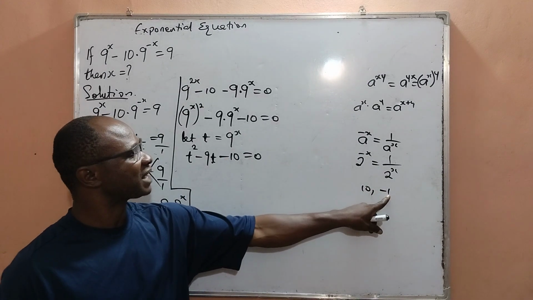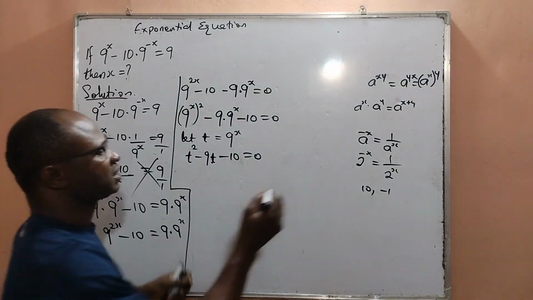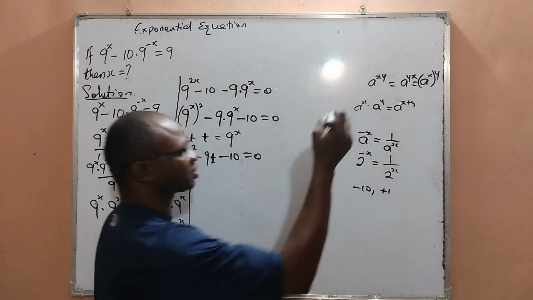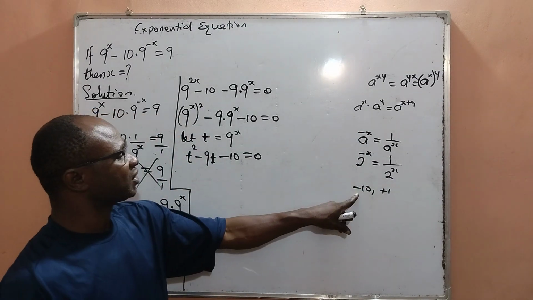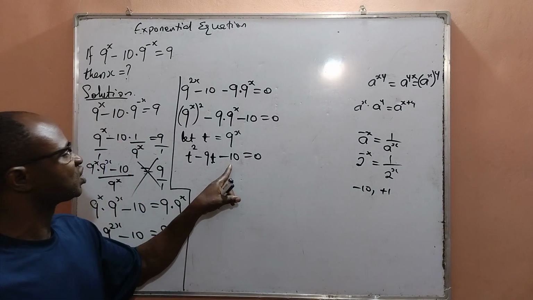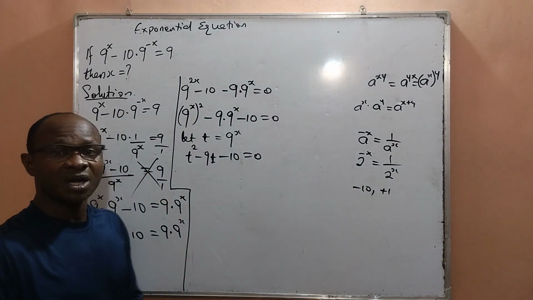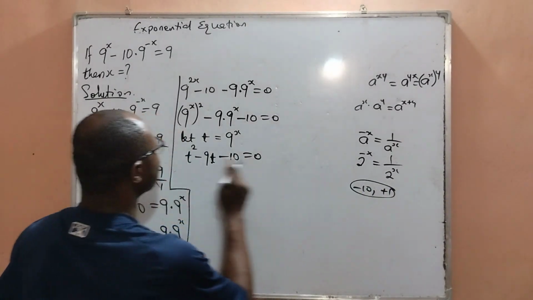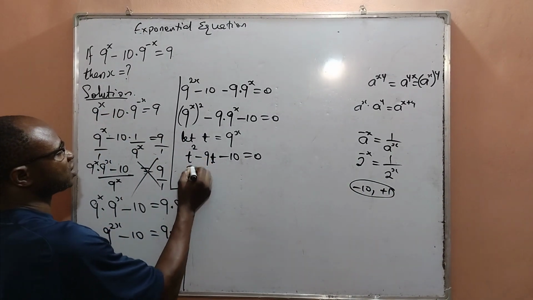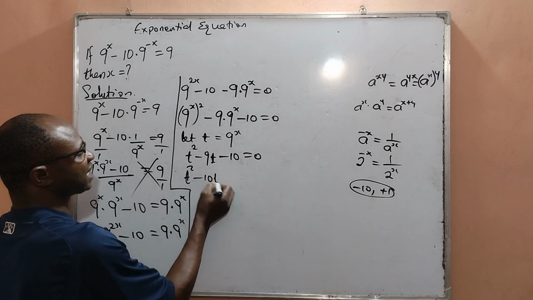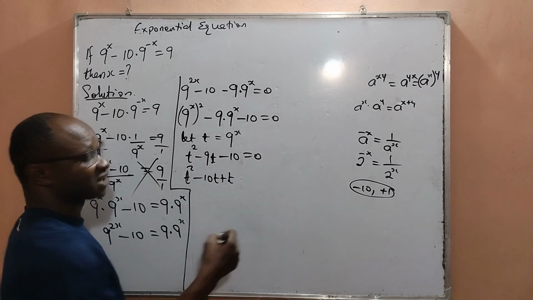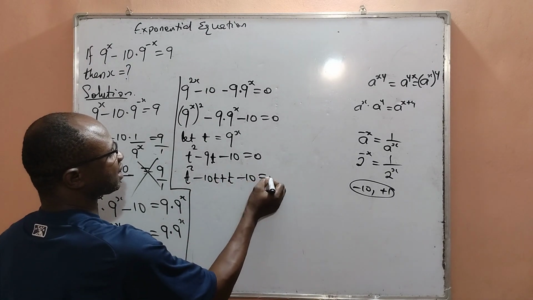And 10 plus minus 1 will give me... Okay, let's make it minus 10 plus 1. Very good. Minus 10 multiplied by 1 will give me minus 10, and minus 10 plus 1 will give me minus 9. So this is correct. We will now use these two values to replace the middle term so that it will give us t squared, then minus 10t plus t, that is 1t, then minus 10 equal to 0.